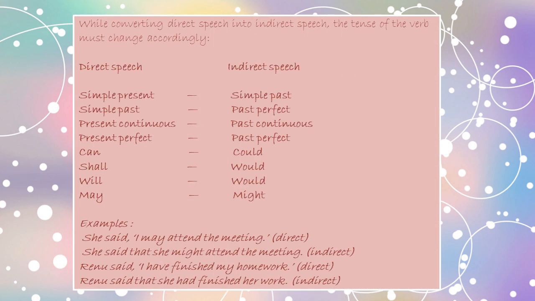You can see, while converting direct speech into indirect speech, the tense of the verb must change accordingly. Direct speech to indirect speech: simple present to simple past, simple past to past perfect. Present continuous to past continuous. Present perfect to past perfect. Can to could. Shall to should. Will to would. May to might. You can see example: she said, "I might attend the meeting." That is direct speech. And then she said that they might attend the meeting.